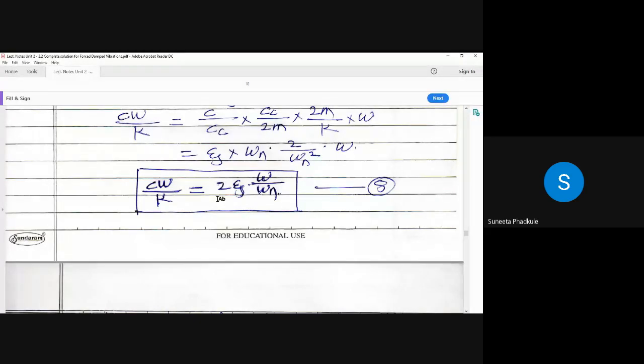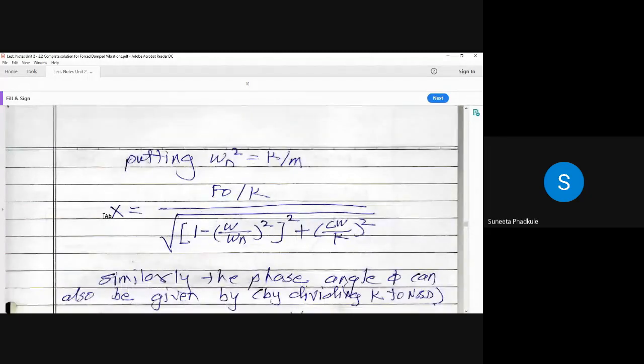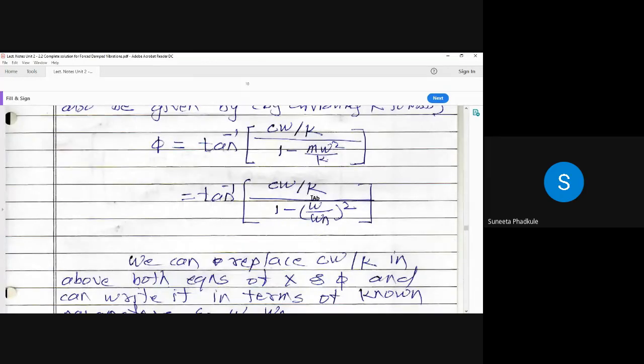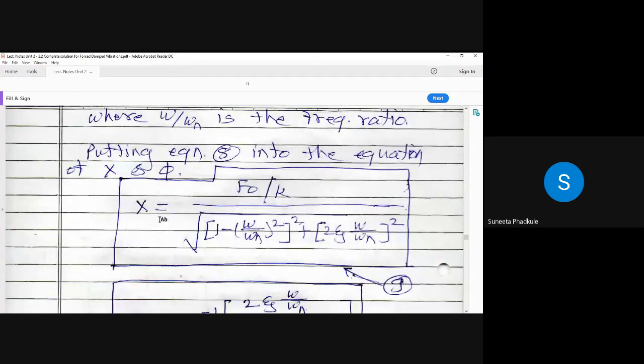Wherever the term C omega upon K appears, see, it is in X also. X is equal to, here C omega upon K. So what should I put here? 2 zeta omega upon omega n. Then in phi also, C omega upon K is there, so we will replace it with 2 zeta omega upon omega n. So what we finally get: X is equal to F upon K upon the square root of, 1 minus omega upon omega n, bracket square, plus 2 zeta omega upon omega n, bracket square. Understood?